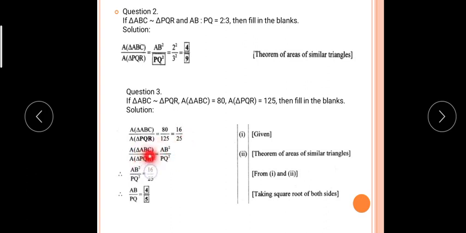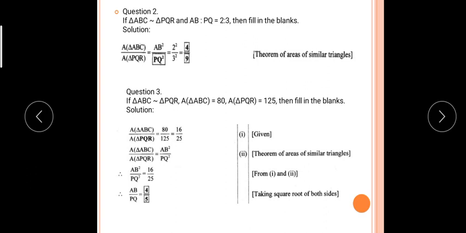Now area of triangle ABC upon area of triangle PQR is equal to corresponding side square. So it is AB square upon PQ square. This is by the theorem of area of similar triangle. Now what is AB square upon PQ square? It is 16/25. Therefore from first and second, by taking the square root of both sides, you will get AB upon PQ is equal to 4/5. So when the areas ratio is given, you can find out the side ratio. If side ratio is given, you can find out the areas ratio of similar triangles.